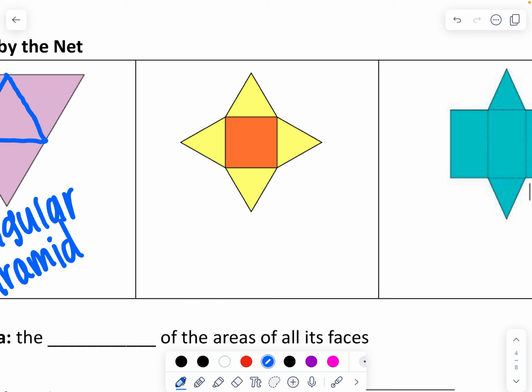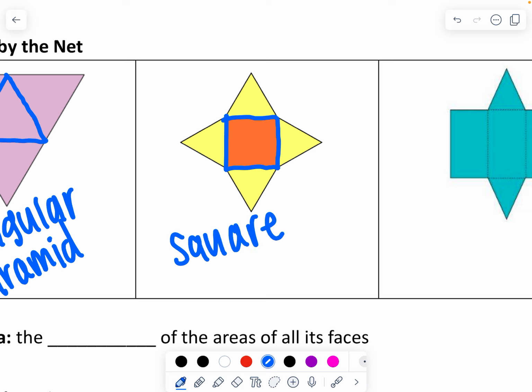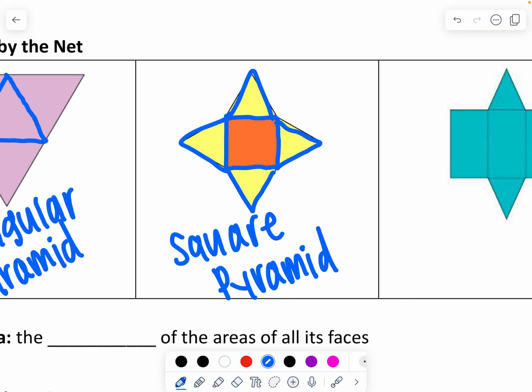On this one, the base is a square. So we're going to say square. And then is it a prism or is it a pyramid? Okay. Well, all four of these, if they folded up, they're all the same. They would fold into a pyramid. So that would be square pyramid.